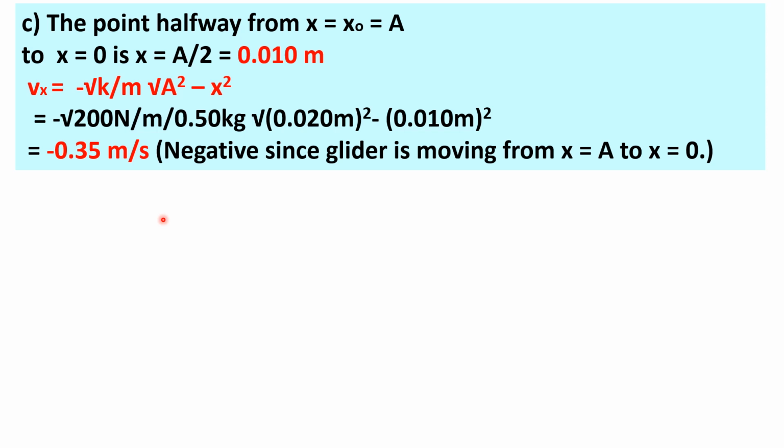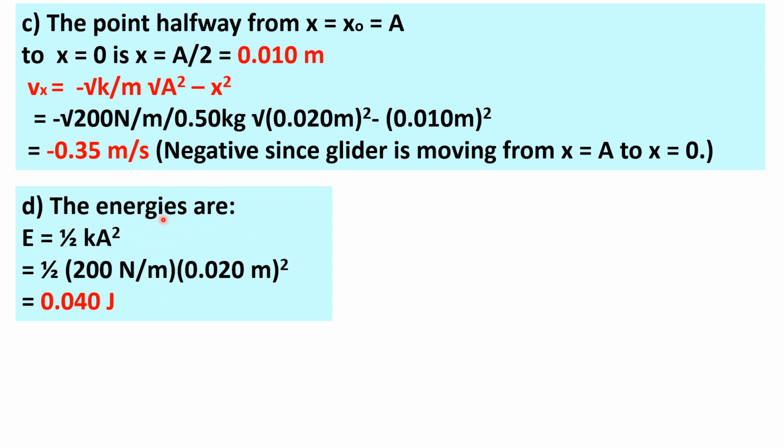Now, for our last question, letter D, energies. First, we'll calculate the total mechanical energy using the formula 1/2 k A squared. All right, so substituting 1/2 times 200 Newton per meter multiplied by the square of the amplitude, 0.020 meters, square it, and then multiply that and divide by 2, we will get as the total mechanical energy equals 0.040 joules.